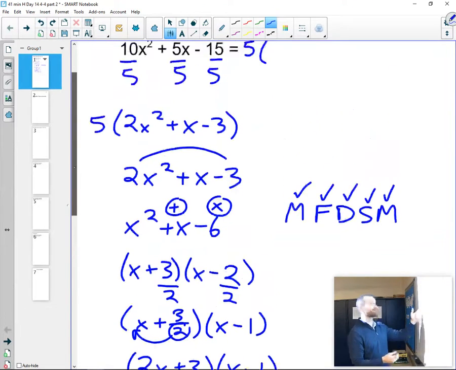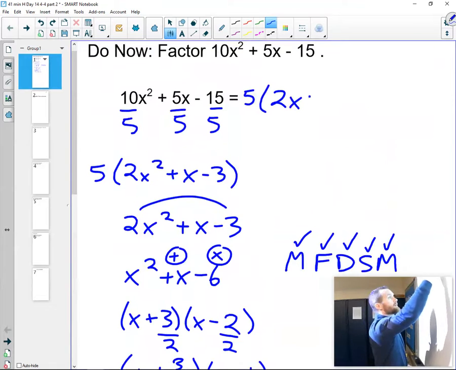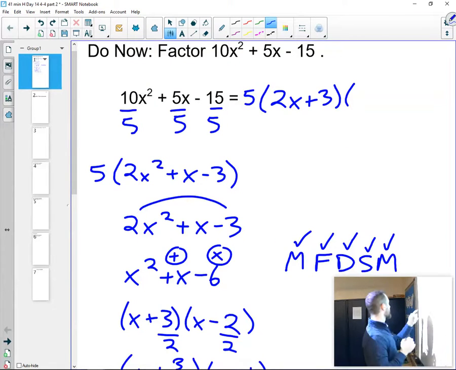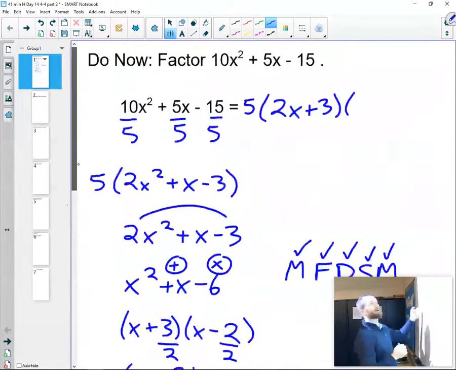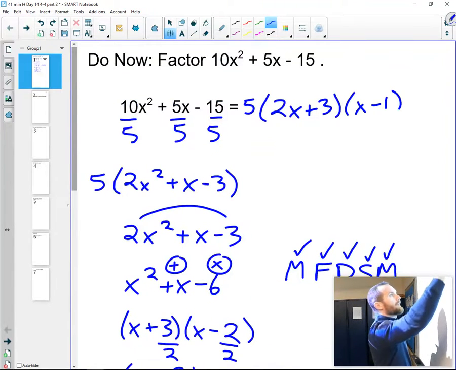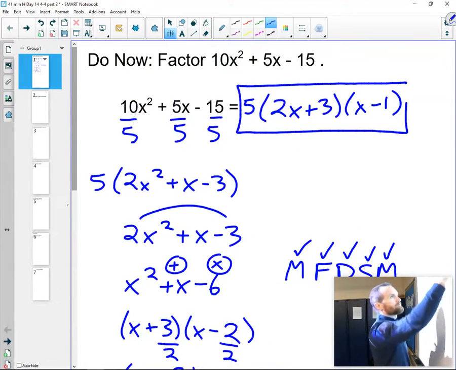All right, now we just drag that up for our answer. So it's 2x plus 3 times, what was it, x minus 1? I already forget, x minus 1, yes. And that's our final answer for this problem.